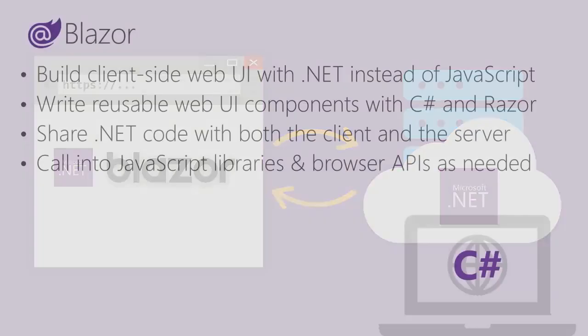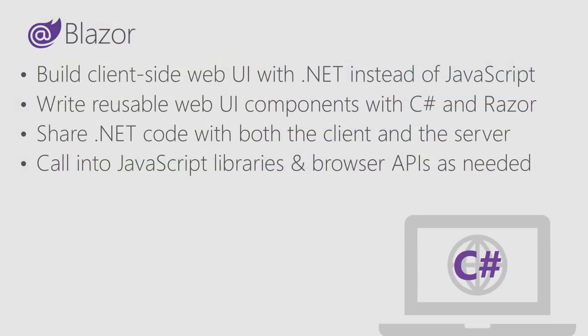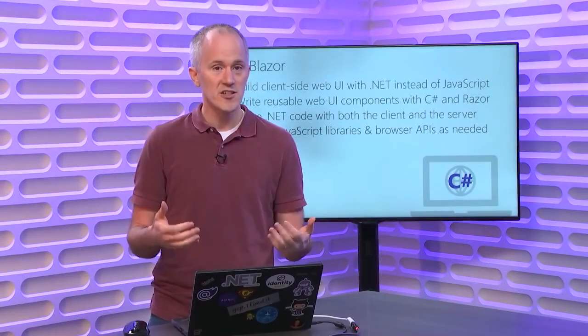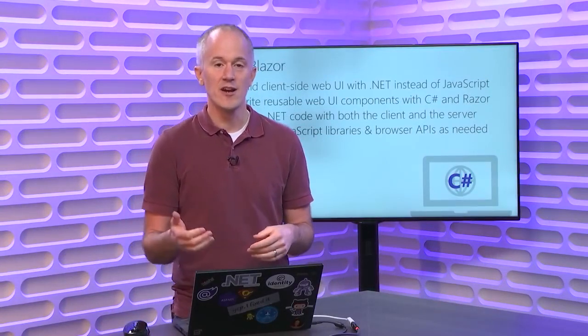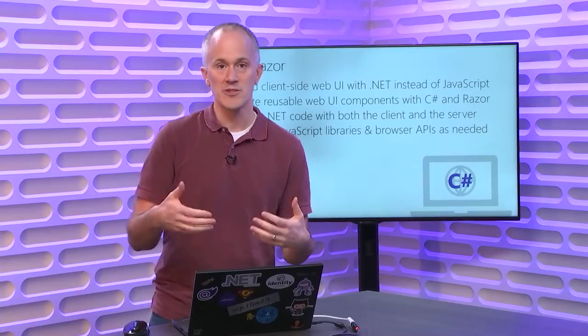Blazor is a client-side web UI framework where you get to write .NET and C# instead of JavaScript. You write UI components that encapsulate your UI logic using C# and Razor. You can then share your .NET code, the same assemblies, on both the client and the server. If you've got some validation logic, you can use it on both sides of the wire. If you need to call into JavaScript code, you can still do that. You just have access to all of the JavaScript APIs of the browser and other libraries through a JavaScript interop mechanism.